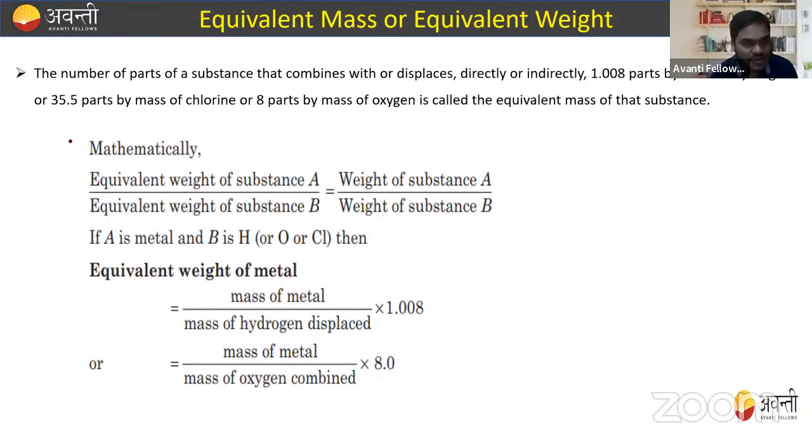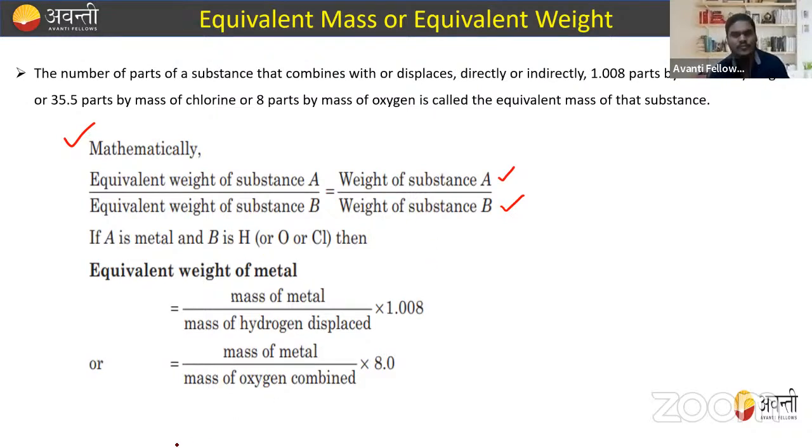So mathematically, how will we write this? Equivalent weight of substance A divided by equivalent weight of substance B is equal to weight of substance A divided by weight of substance B.